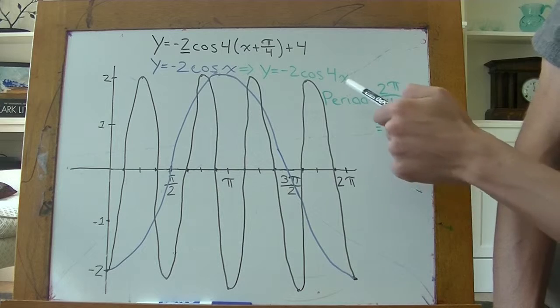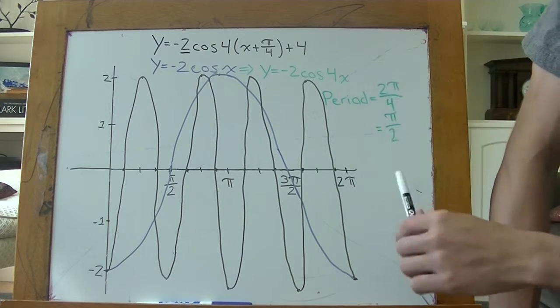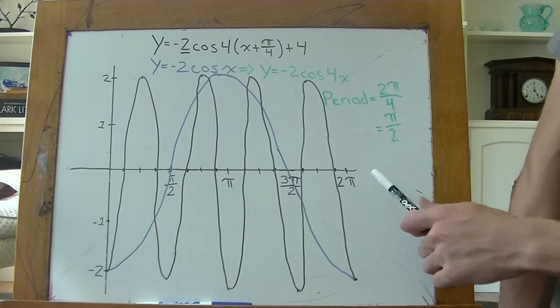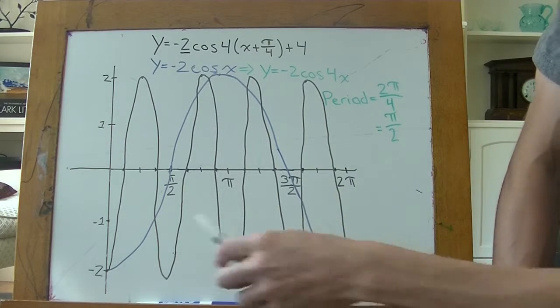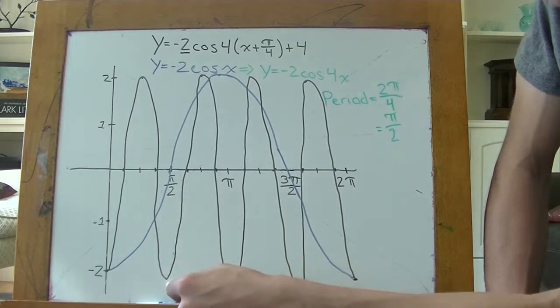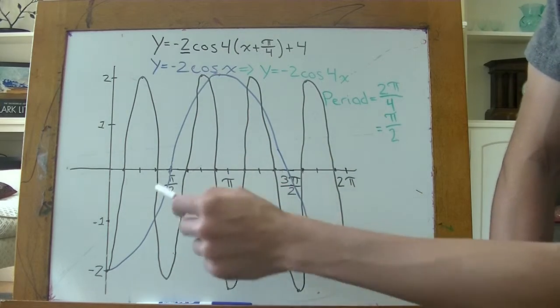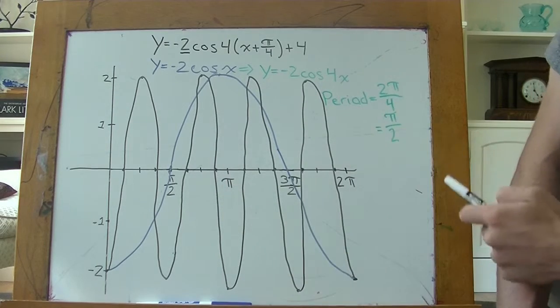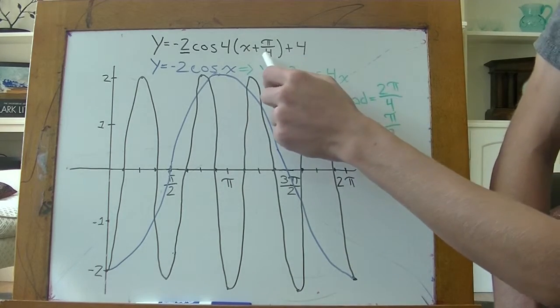So now we can see that our b value of 4 compressed this graph quite substantially. And so since that's happened, we have one cycle occurring in pi over 2. So it goes up and back down, and pi over 2 is one cycle. So now what we see with the b value, it's compressed the graph by a factor of 4. We can move on to our next translation.